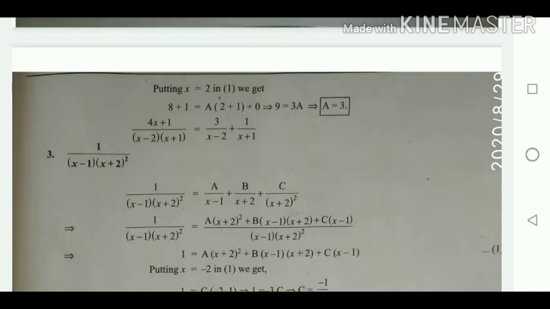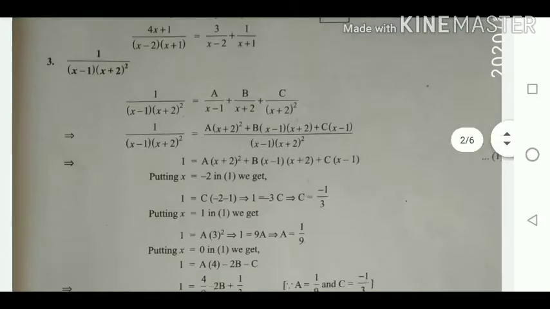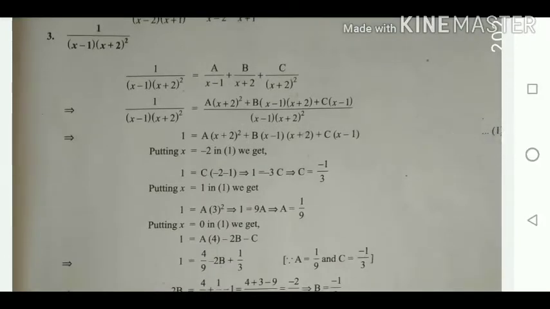The third question: the first and second questions were the same model. Third question is the next model, because here the power in the question, that is 1 by (x minus 1) into (x plus 2) whole square, the second term is in square form. If it is in square form, we have to write it like this, as three terms. One is x minus 1, another factor is x plus 2, and the third factor is x plus 2 whole square. So we do it as a three-term split.